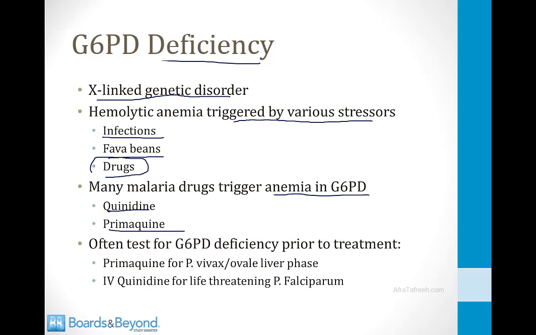So patients are often tested for G6PD deficiency prior to treatment. For example, if you're going to give primaquine to treat the liver phase of Vivax or Ovale, you will often test for this disorder. If you're going to give IV quinidine for life-threatening falciparum infections, you will also test for G6PD deficiency first. And that concludes our module on malaria.